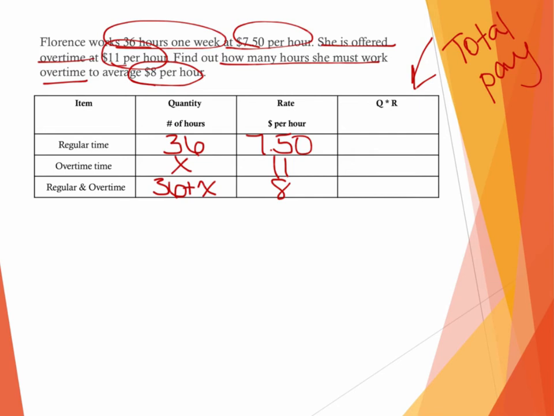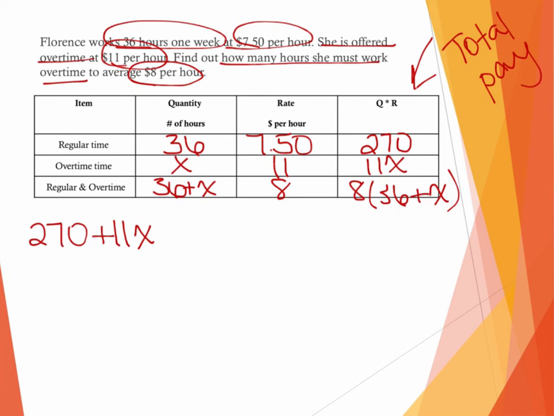Now that I have my boxes filled out, I could go ahead and multiply across. 36 times $7.50 is $270. X times 11 is 11x. And we have 8 times (36 plus x). I can now write an equation that is going to represent her total pay. 270 plus 11x, so it's always the first two rows added together are going to equal the last row. Think about it logically. Her regular time plus her overtime is going to give us the final amount that she makes.